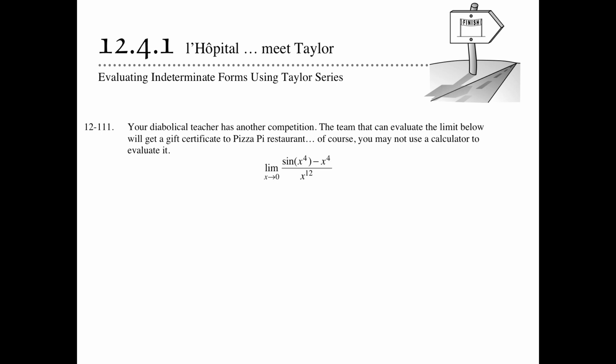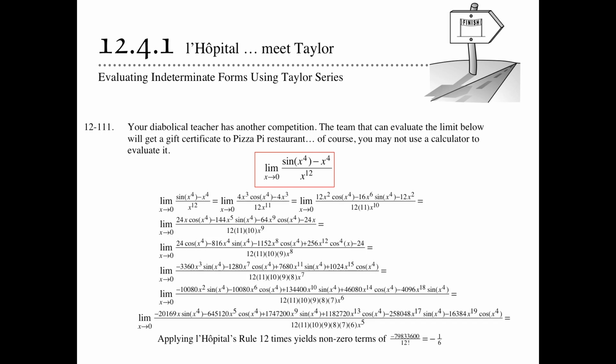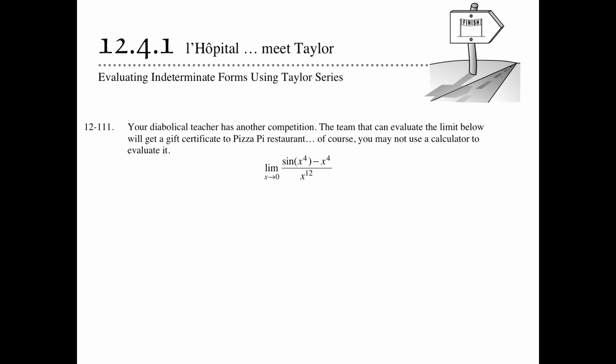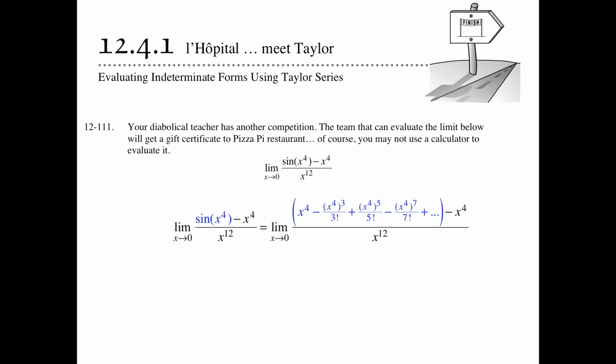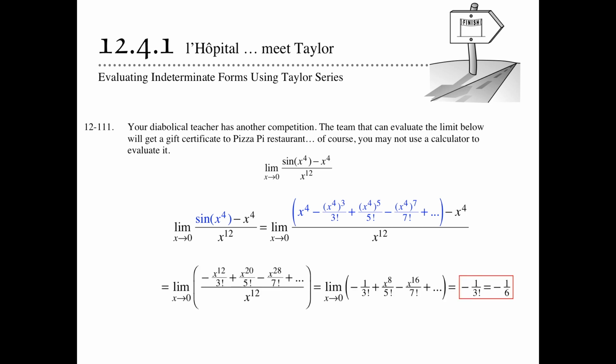Lesson 12.4.1 begins with one final diabolical teacher problem, where your students are challenged to evaluate this limit without a calculator. Now, L'Hopital's rule can be used to evaluate this limit, but it would take 12 iterations in order to reach a conclusion. And that's probably not the most efficient strategy, since the answer turns out to be something as simple as -1/6. So problem 12-111 suggests that a clever way to avoid using L'Hopital's rule is to rewrite the expression for sine of x to the fourth as a Taylor series, and then use algebra to simplify that expression.